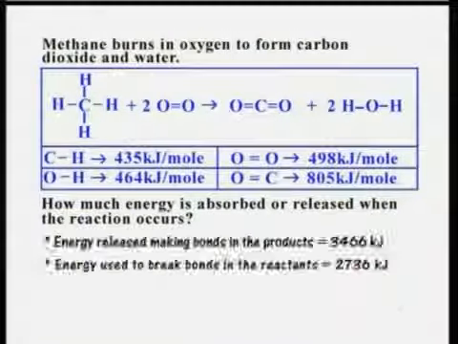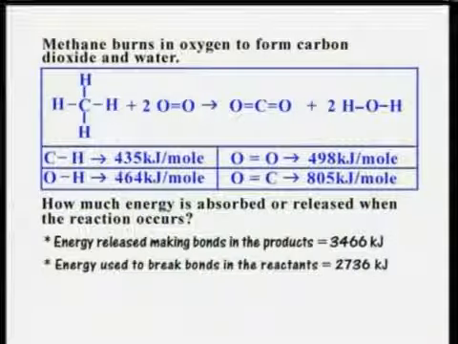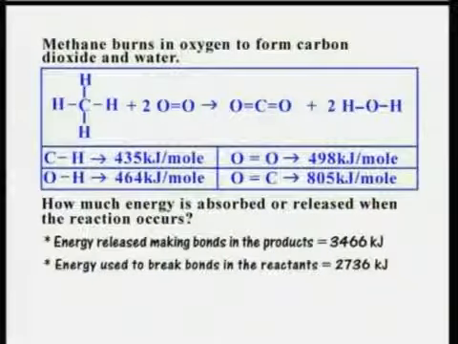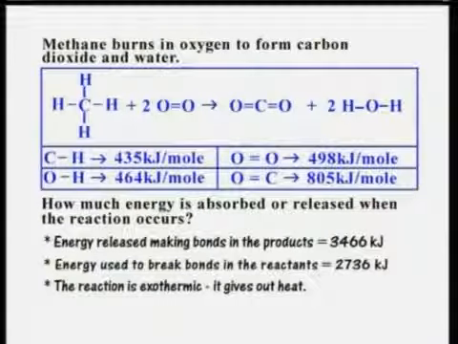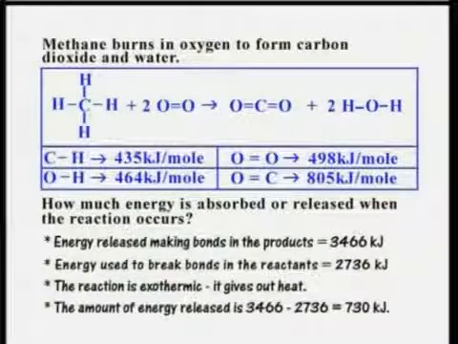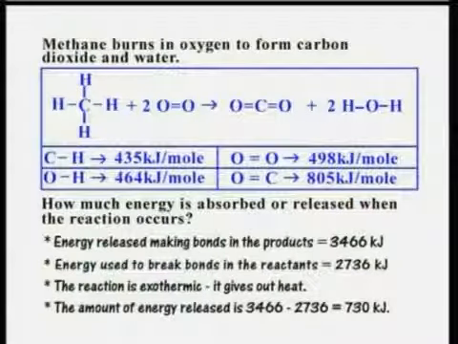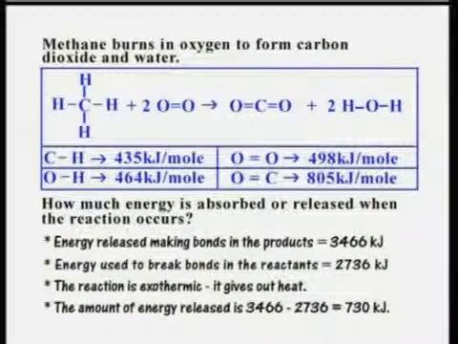In this reaction, more energy is released in making the bonds in the products, 3466 kilojoules, than is used to break the bonds in the reactants, 2736 kilojoules. So the reaction is exothermic, it gives out heat. The amount of excess energy released for each mole of reactants is 3466 minus 2736 equals 730 kilojoules.